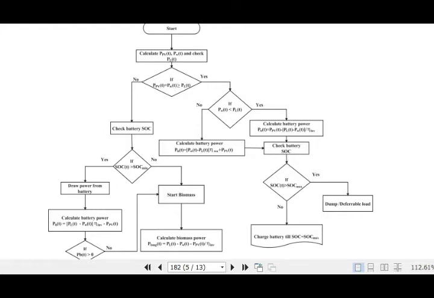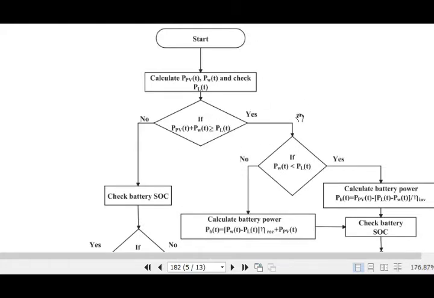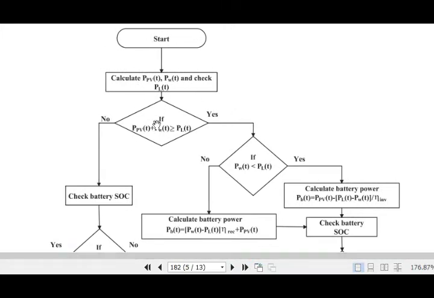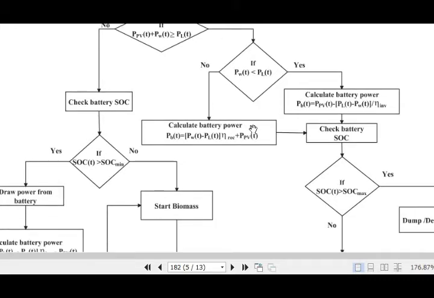let me zoom it. So if the wind power and the PV power is greater than load, then what should we do? It means sufficient power is available, so we should charge the battery. Then we will be calculating the extra power that will be used for charging the battery, or, if you are connected to the grid, it will be sold to the grid.